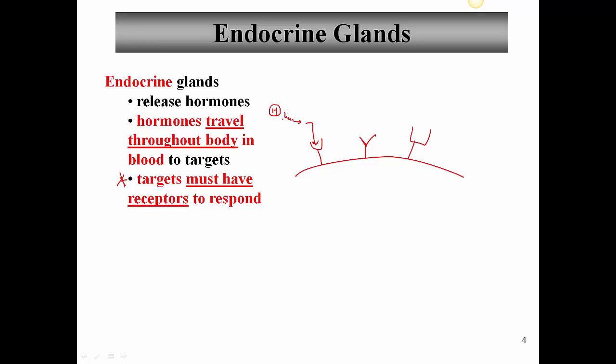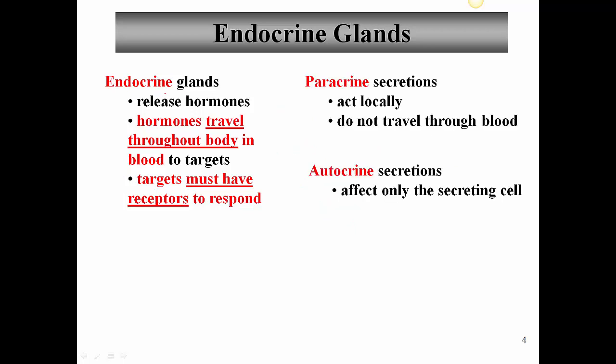And so these hormones can only bind to receptors that are designed to fit them specifically. And as we'll see, once these hormones bind, they then cause some kind of activity to happen inside the cell. As we said, hormones act intracellularly. Now, in addition to endocrine glands, which release hormones that travel throughout the body in blood, we also have a couple of other types of secretions in the body.